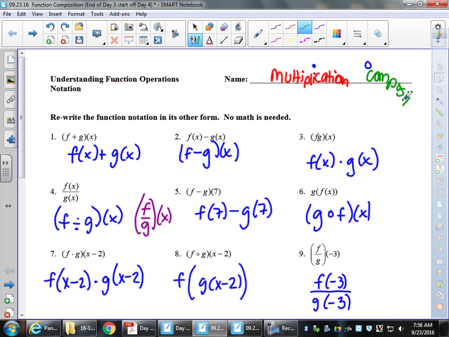Composition is what we've been doing for the homework, where we do f of g of x, g of f of x. So if we keep this in mind when we look at number 7, this is saying f times g. So this breaks up to be f of x minus 2 times g of x minus 2. Whereas here, how do I read this? f of g of this input. So first, I would figure out what g of x minus 2 is, and then that would be substituted into f.